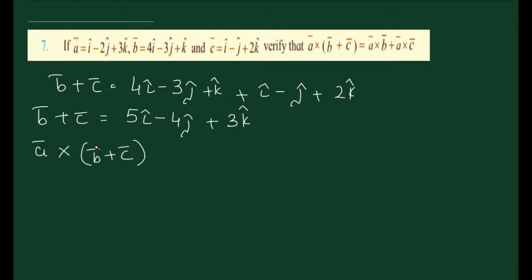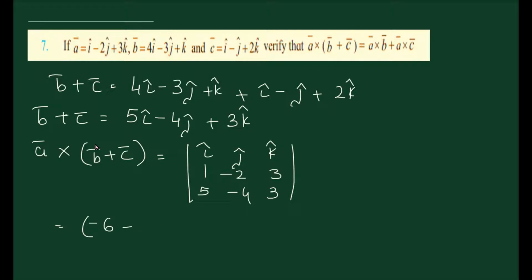If you remember how to find the cross product this way, we find it by the determinant. When the vectors are given in terms of i, j, k, we write i, j and k in the determinant as the first row. In the second row, the coefficients for i, j, k in the vector a bar come. So in this case, it is 1, minus 2 and 3. And with respect to b plus c, the coefficients are 5, minus 4 and 3. Then we solve it.